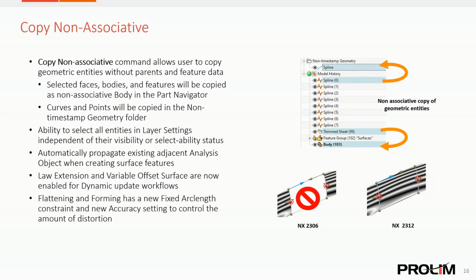Now on to our last topic. This is the copy non-associative slide, but there are a number of different quality of life changes in here. The main topic is the copy non-associative command that's been added, which gives you the ability to copy some geometric bodies or features without having it linked back to any parents or feature data. On the right-hand side, there's a nice little screenshot showing the non-timestamp geometry of doing a copy from a spline, and also the body that's left over from doing a copy from that trimmed sheet. So it just gives you that functionality now.